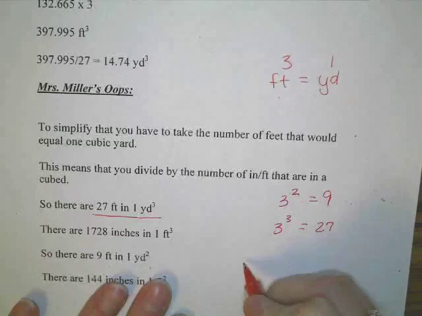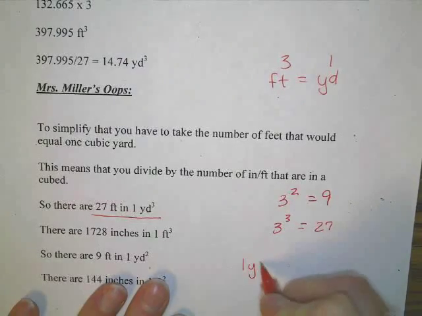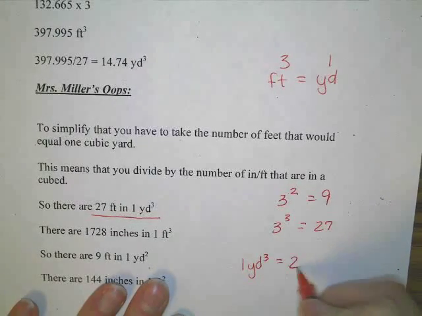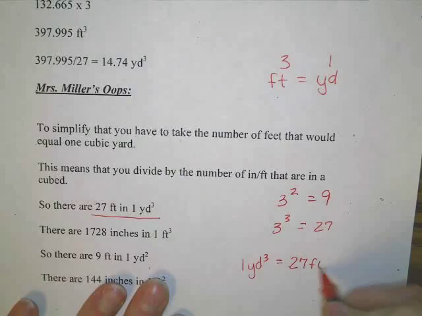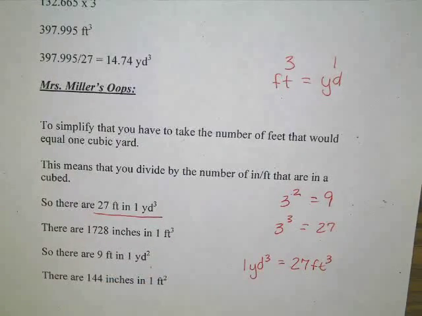Because 1 cubic yard is equal to 27 feet cubed. Write it down right now so you don't forget. I'm not asking you to simplify, but if you choose to, you need to simplify correctly. You can't make Mrs. Miller's oopsie anymore because Mrs. Miller has corrected her oopsie. Why did I correct my oopsie?